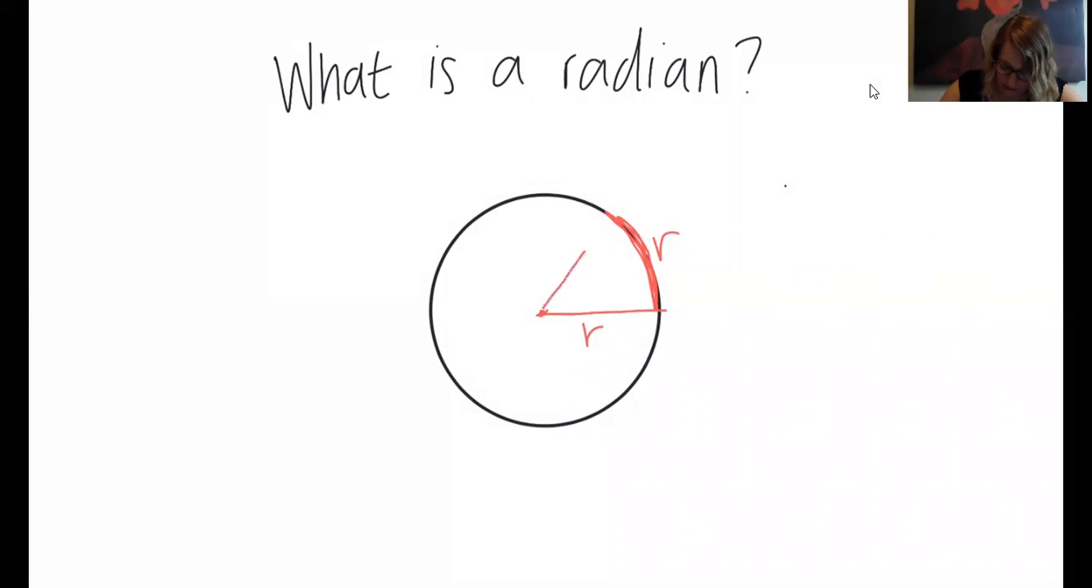The angle that creates that arc is going to have a measure of 1 radian. So theta would equal 1 radian. We're used to degrees, but that actually is a certain amount of degrees. So let's figure out what that is and let's talk about it.